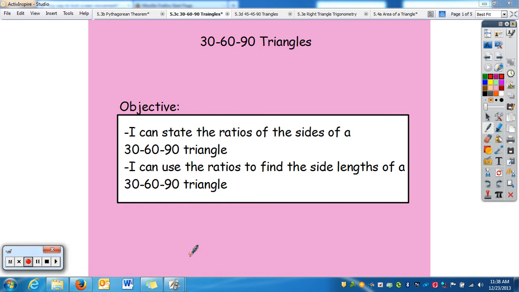So in this video we're going to talk about 30, 60, 90 triangles, which is dealing with ratios of lengths. You can state the ratios of the sides of a 30, 60, 90 triangle, and you can use these ratios to find the side lengths of a 30, 60, 90 triangle. There are two special right triangles. This is one of them, where there's a 30 degree, a 60 degree, and a 90 degree. And then we'll also deal with a 45, 45, 90 triangle in the next video.